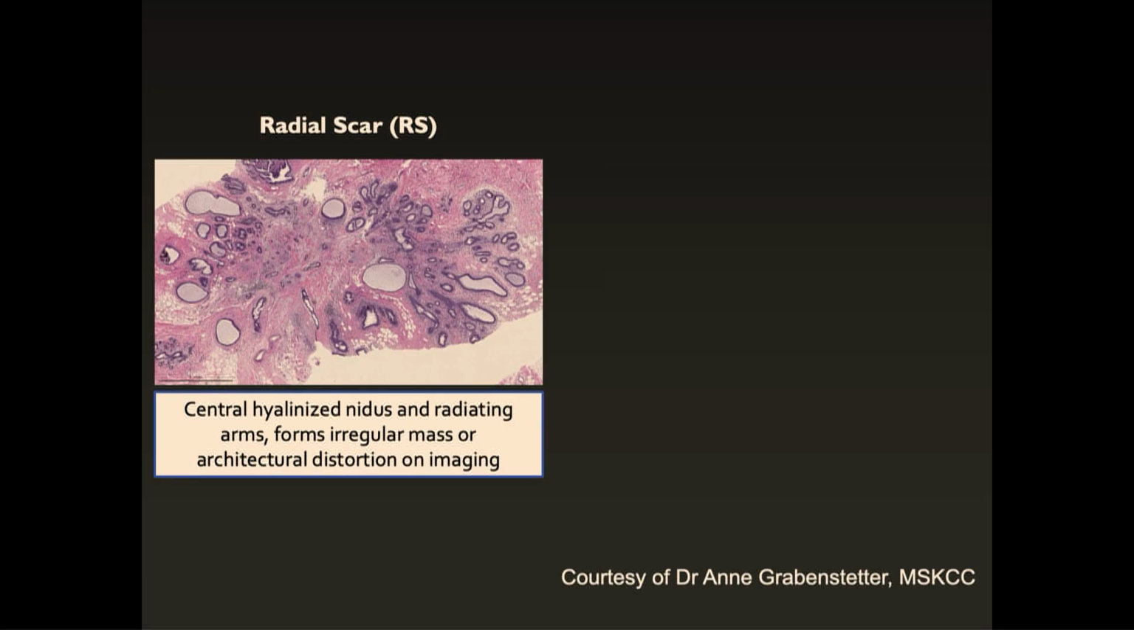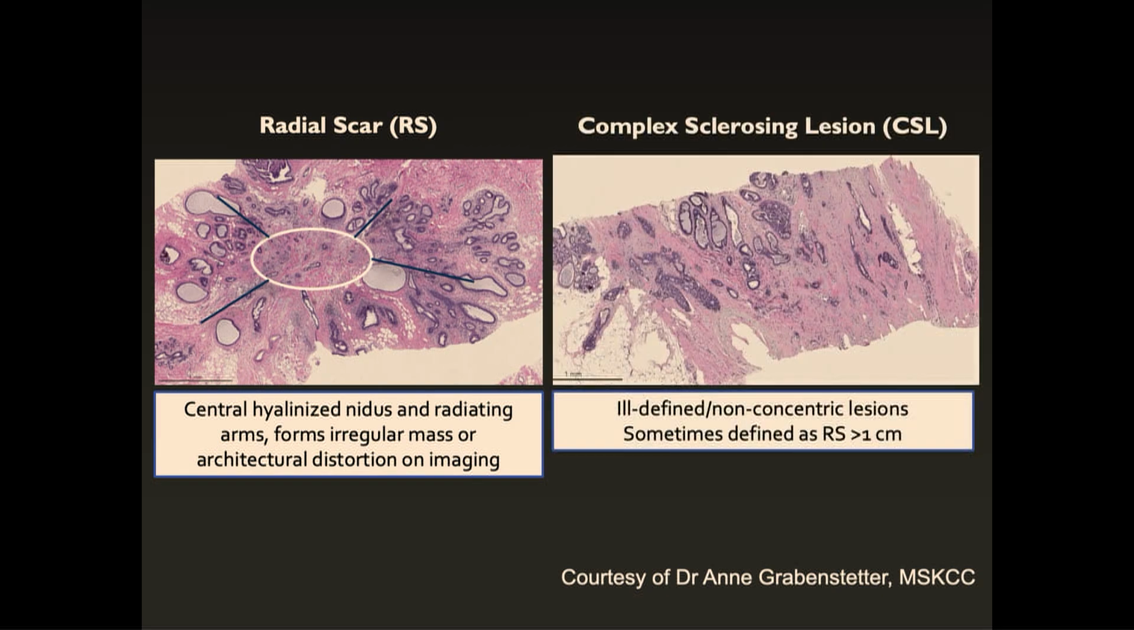Radial scars on pathology have a concentric architecture with a central hyalinoid nidus and those radiating arms that form that distortion that we often see on imaging. In comparison, complex sclerosing lesions are more ill-defined, so they lack that centralized nidus.